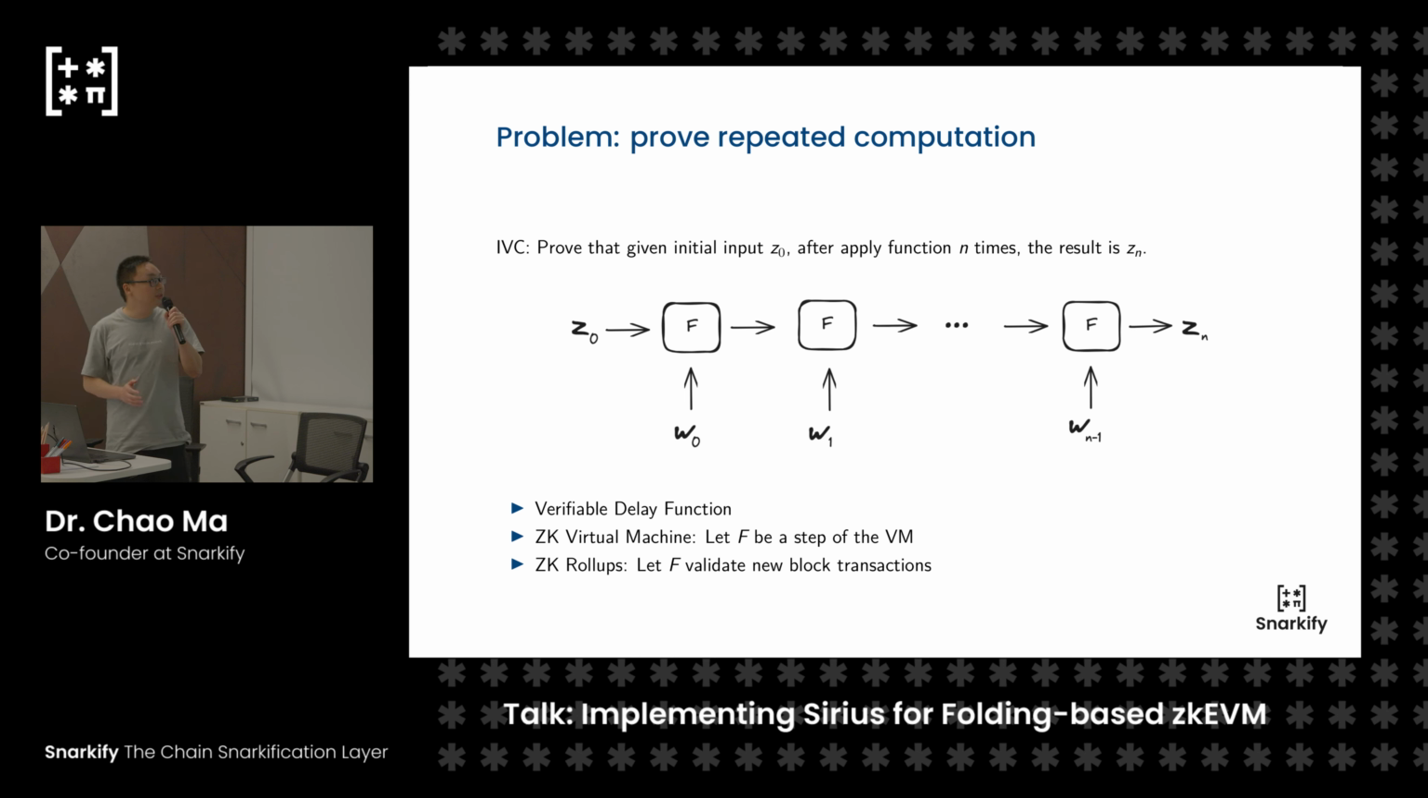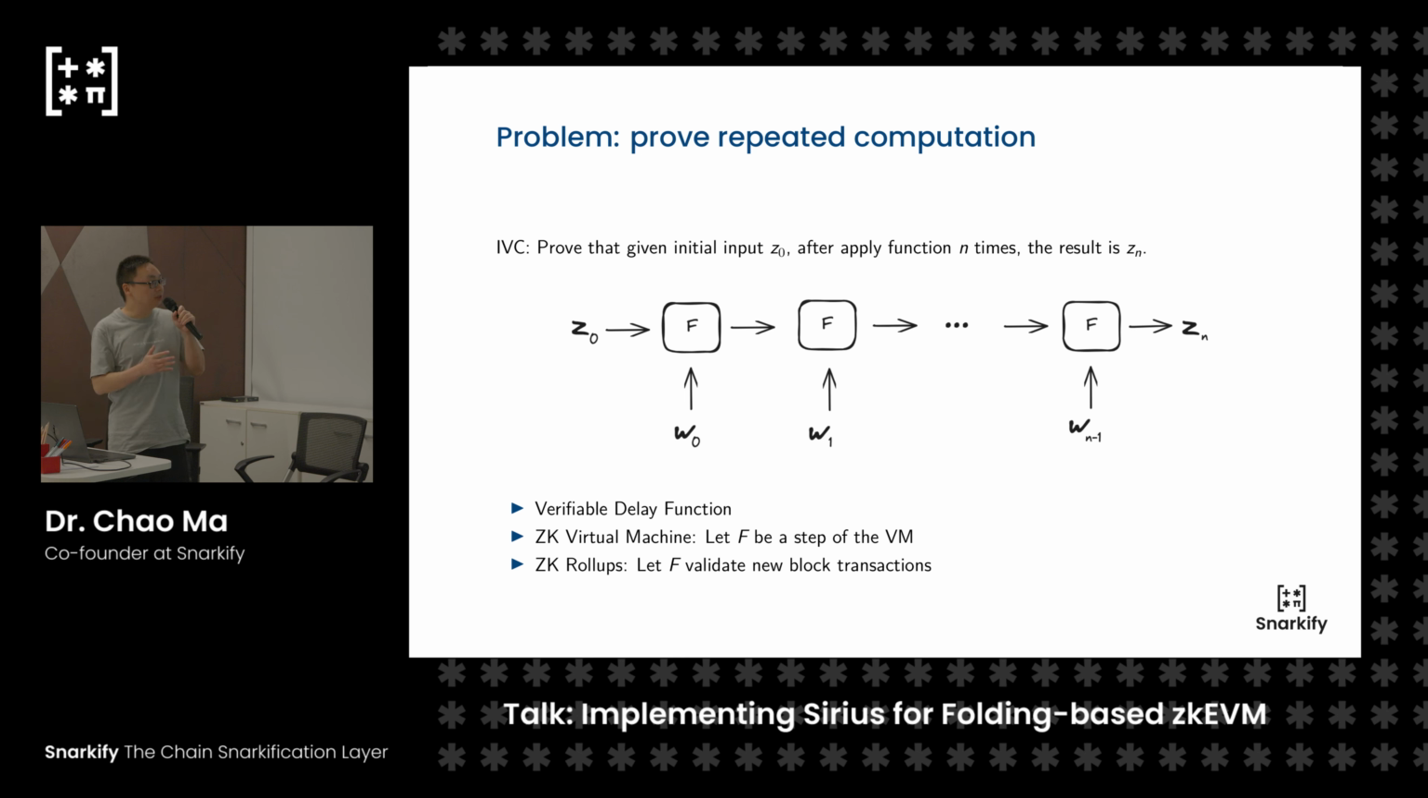This fits into the IVC domain, which stands for incremental verifiable computation. At each step, for example at step i, we have an input Zi, and we apply some function f with some private witness data Wi. We get the output Zi plus 1. This is just one step of computation.